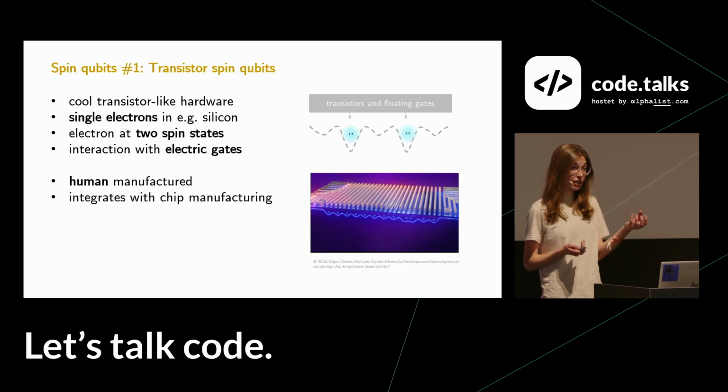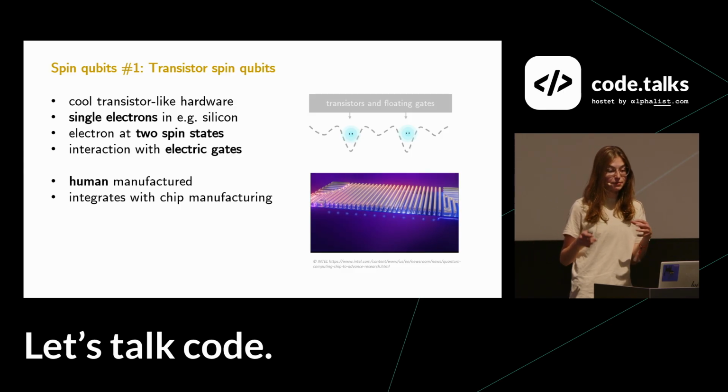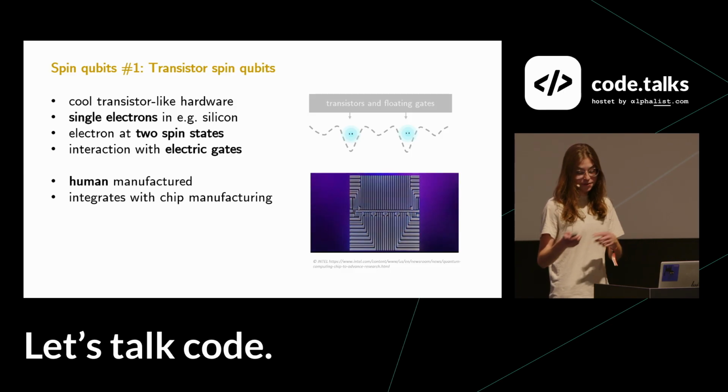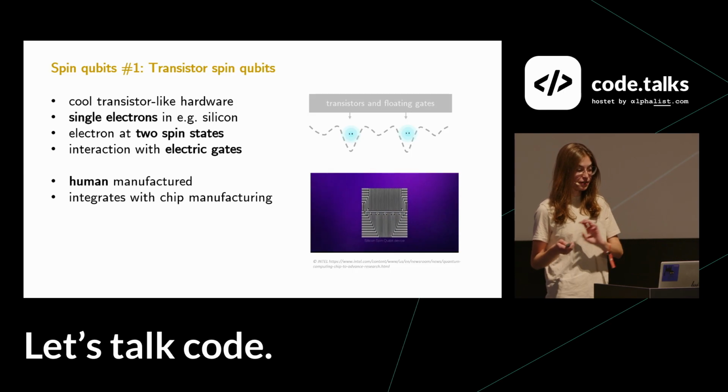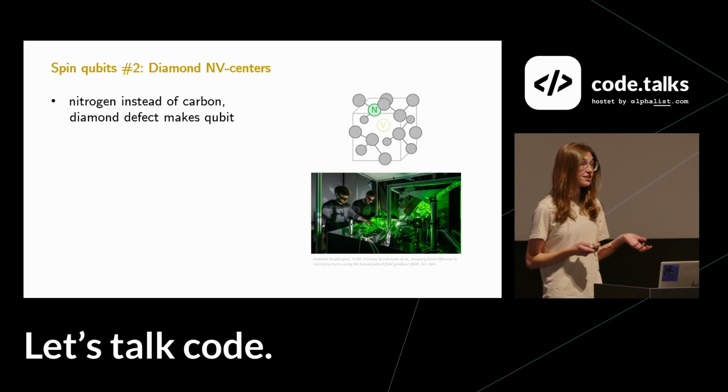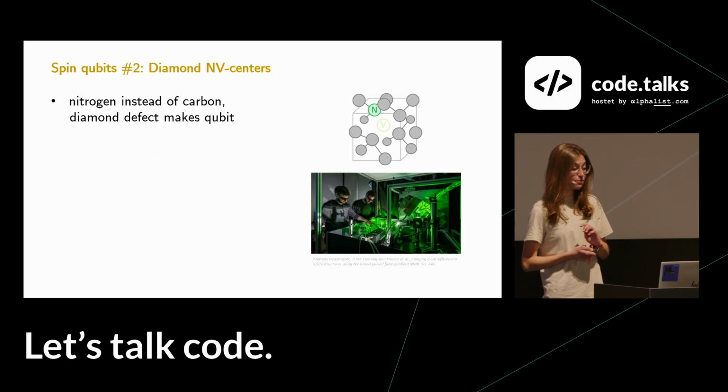And you don't address it with microwaves, you address it by shooting in electric pulses. And the other cool thing is that you can have not only transistor spin qubits, but you can have diamond NV centers, which are also spin qubits, but a little bit different.